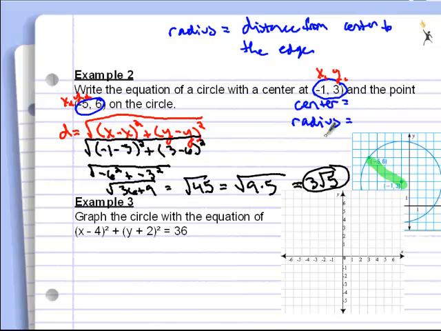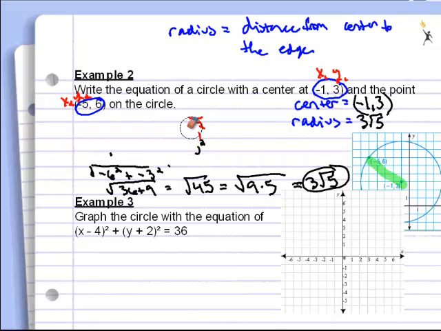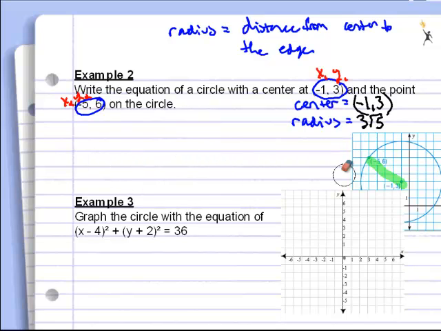Okay, so now that I found my radius as 3 square root of 5, my center they already gave me at negative 1, 3. Now I'm actually ready to write my equation. I'm going to erase some of this information so that I've got some room to write it. Hopefully you're writing smaller than I am, that way you've got more space on your page. And so now I'm going to write the standard form of the equation, x minus h squared plus y minus k squared equals r squared.